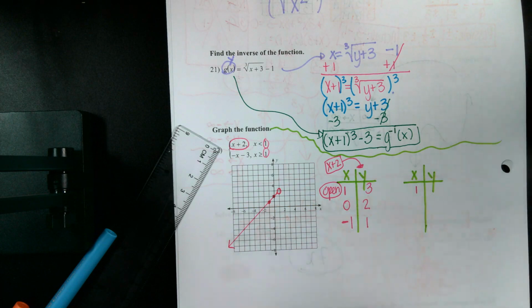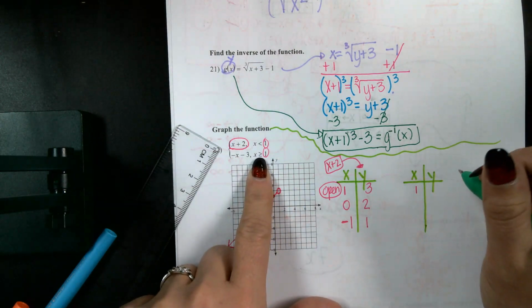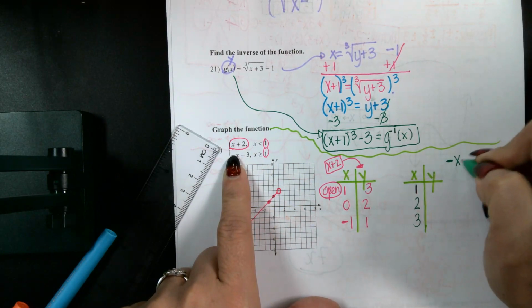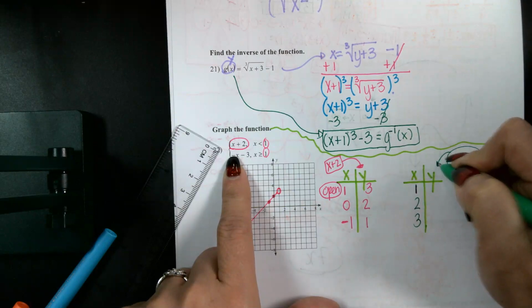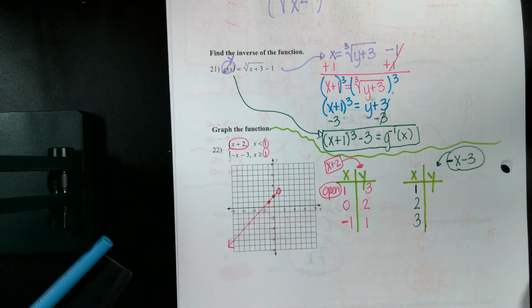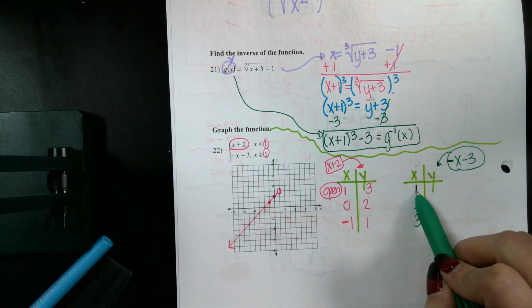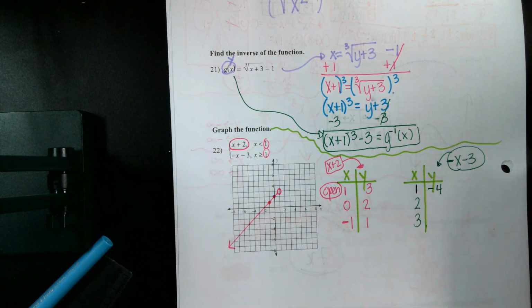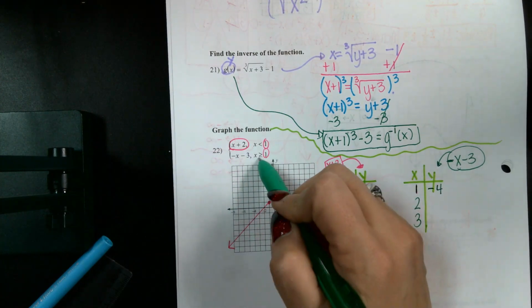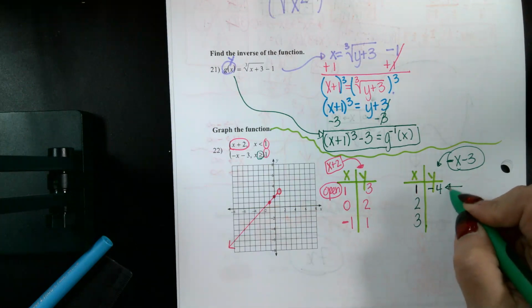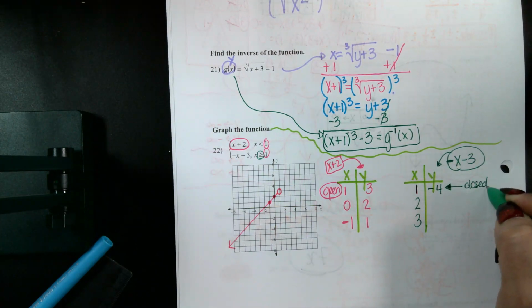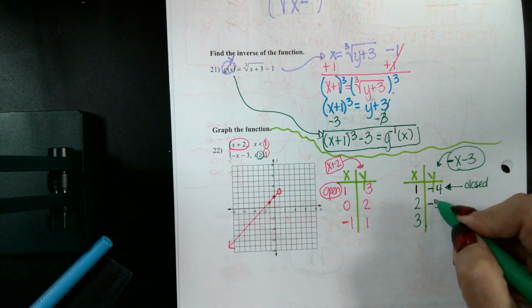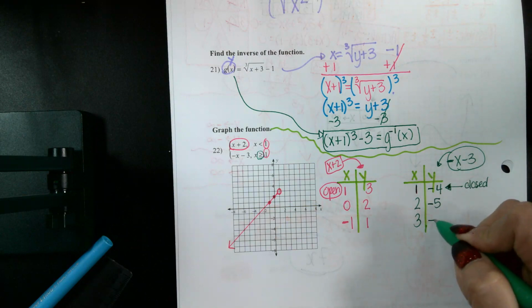Now for the other one, since these are going to be greater than 1, so like 1, 2, and 3, we're going to use -x minus 3 to find the y values. So I would do the opposite of this, so -1 minus 3 is -4. Because there was an equal sign, that one's going to be a closed circle. -2 minus 3 is -5, and -3 minus 3 is -6.